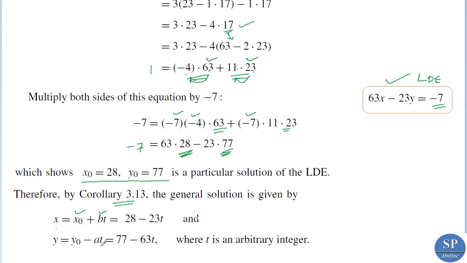And y naught is nothing but 77. This is y naught minus a into t, where a equal to 63. So y equals 77 minus 63t. So this is the solution of the given LDE.